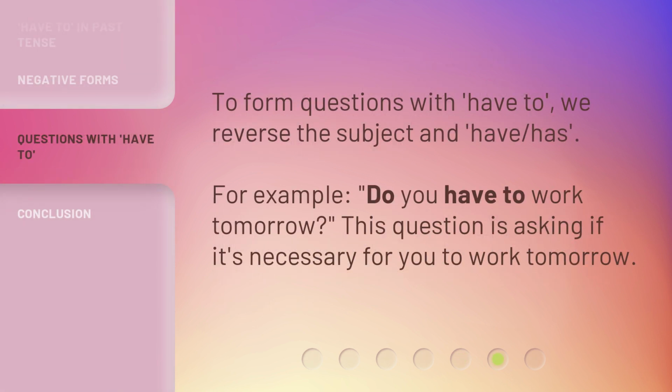To form questions with "have to," we use "do" or "does" before the subject. For example, "Do you have to work tomorrow?" This question is asking if it's necessary for you to work tomorrow.